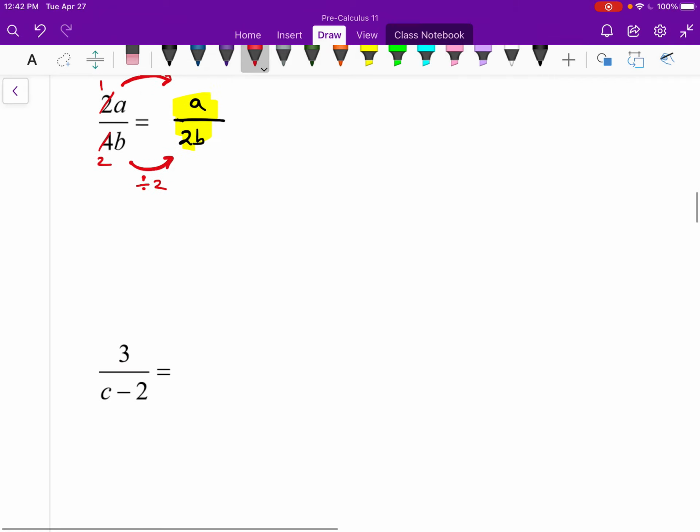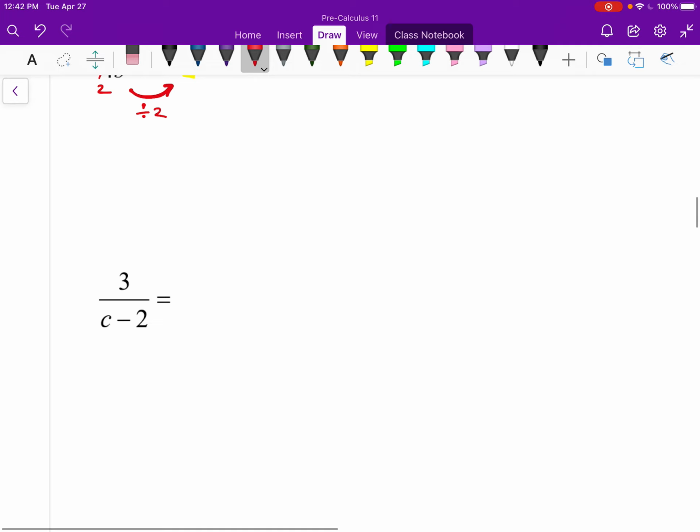Now that said, 3 over c over 2, this already is in lowest terms. So I can't make it any simpler than this. But I just want to show one example of how I can come up with an equivalent expression. I could multiply the top and bottom by any number I want. Let's multiply by 2. I'll be boring. And then I get 6 over, if I double the bottom, I get 2c minus 2.